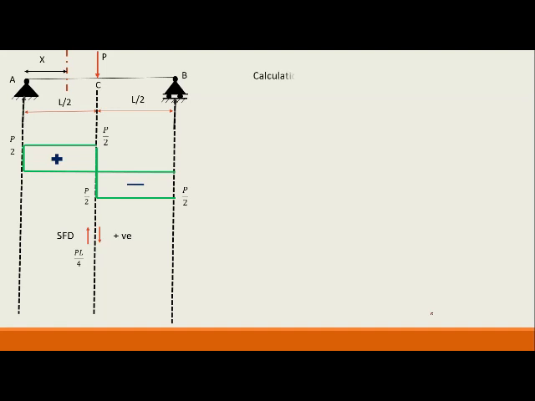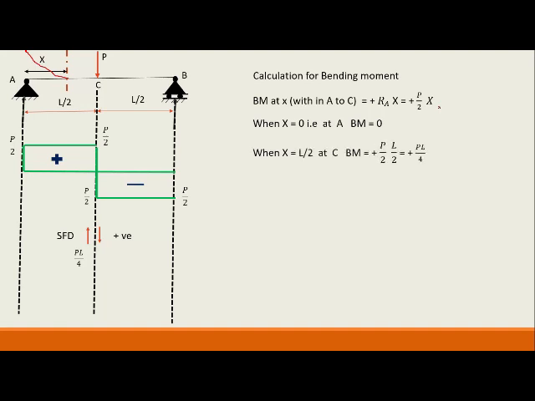Let us go for the bending moment calculation. Let us consider that section again, and let us form the equation of BM. It is RA into X. This RA into X will cause a deformation like this, which is a sagging. So we have put a positive bending moment. So P by 2 into X is the equation up to C. So at x equal to 0, that is at A, BM is equal to 0, and at x equal to L by 2, BM is equal to P by 2 into L by 2, that is PL by 4.